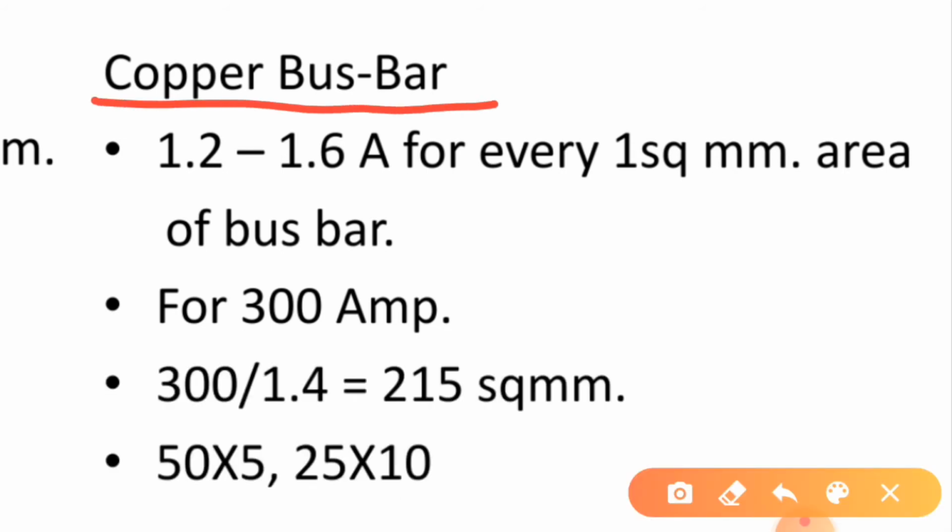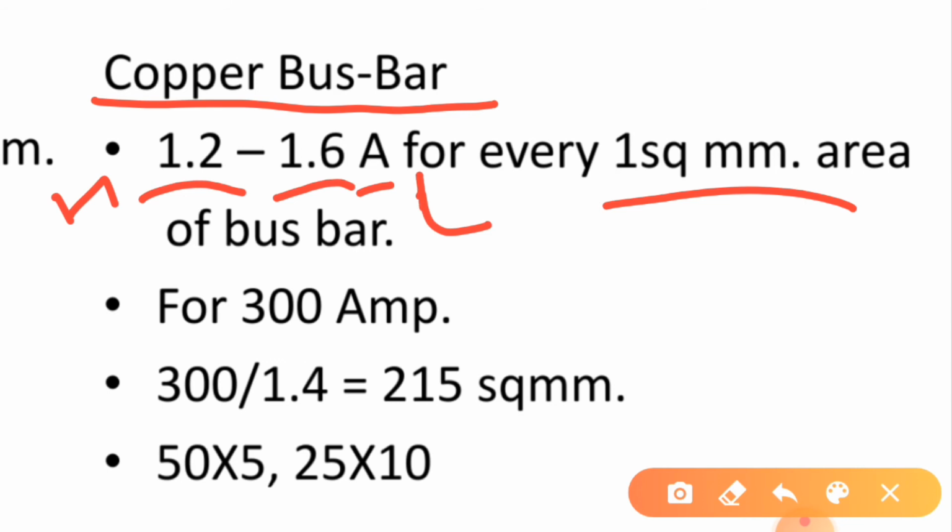Now friends, let us see calculations for copper bus bars. Friends, copper has high current carrying capacity. Like for every 1 square mm, it can take 1.2 to 1.6 ampere. Notice that here I have taken a range, 1.2 to 1.6. For high value of current like above 500, we take the small factor 1.2, and for lower value of currents we take the higher factor 1.6. So again friends, we will do the calculation with an example.